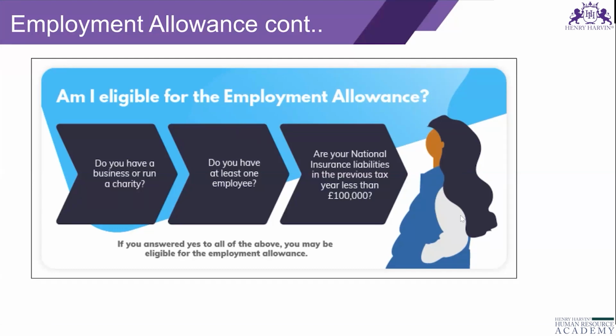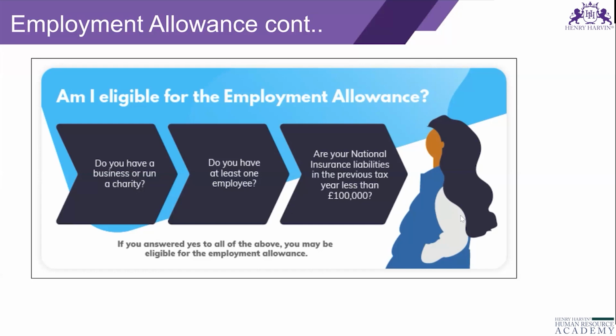Are your national insurance liabilities in the previous tax year less than 1 lakh pounds? This is the last question which should be answered. If the national insurance liability is more than 1 lakh, okay, they are not eligible for this employment allowance. So what you mentioned also makes sense, that if the liability is less than 5,000, you have to claim it. If you answered yes to all of the above, you may be eligible for the employment allowance.